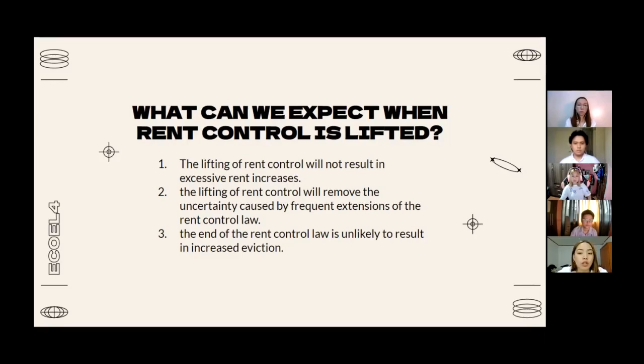Moreover, cases of eviction in rental homes are mostly due to non-payment of rent rather than undue reasons. Non-payment of rent is also the reason often cited by landlords for them to evict tenants. Next slide, please.